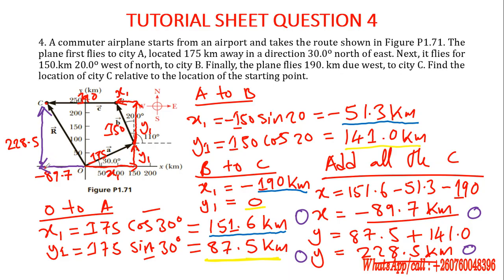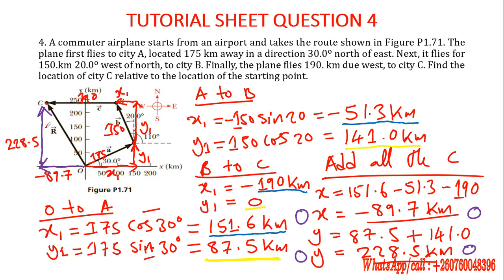It means city C is located 89.7 kilometers to the west and 228.5 to the what? To the north. That's what it means. That's the interpretation for this.